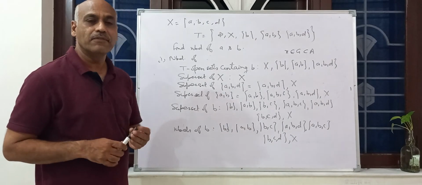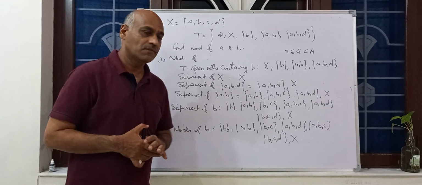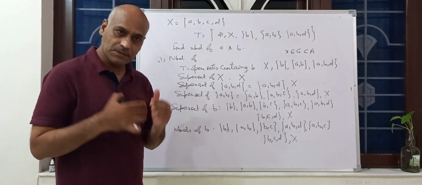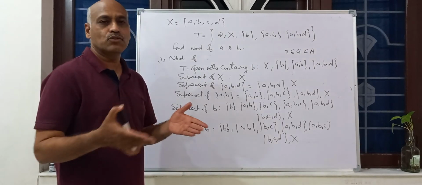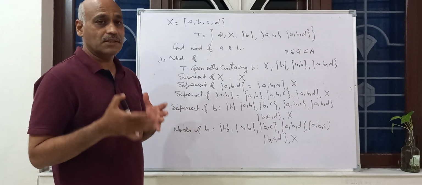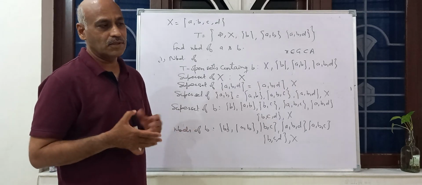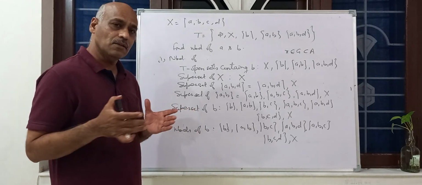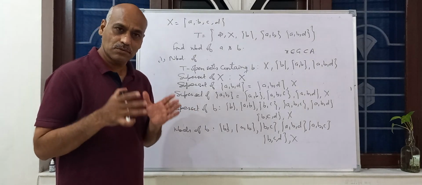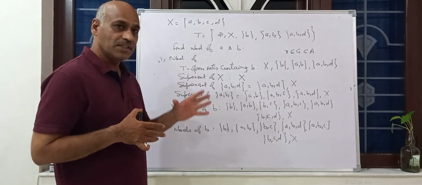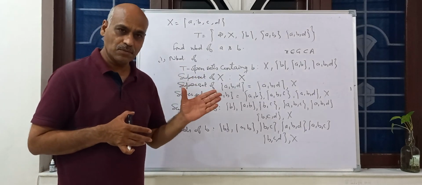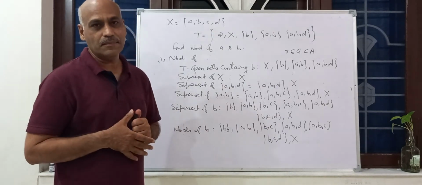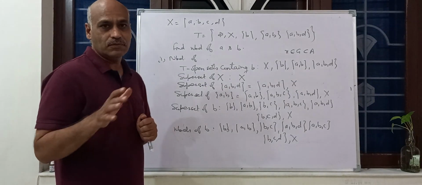So like this, we will find the neighborhood of a point. First, we will find the T open sets containing the element. Then we will find the supersets, whatever sets contain that element, because every superset of a neighborhood is also a neighborhood. So the definition and the theorems we discussed here are very, very important to understand the basics of neighborhoods.